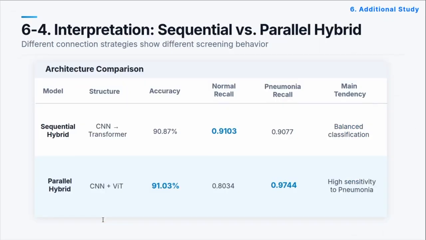Next is the comparison between sequential and parallel structures. The sequential model showed more balanced recall, while the parallel model achieved higher pneumonia recall and fewer false negatives.